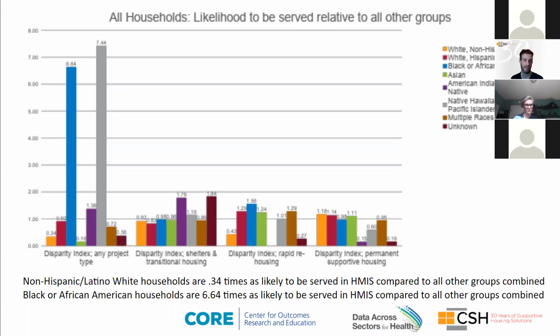What we did from there was look at within the system. So once we narrow down the universe to everybody who's touched the homeless system, what is the likelihood that different outcomes manifest for those groups, so that they are served in different settings and so on. And what we see there is this trend, in particular with the Black or African-American households, that they are less likely to be served in permanent supportive housing compared to other groups. We also saw very low rates of permanent supportive housing amongst American Indian or Alaskan Native populations, and there's an unknown category, which is your missing data. Next slide.